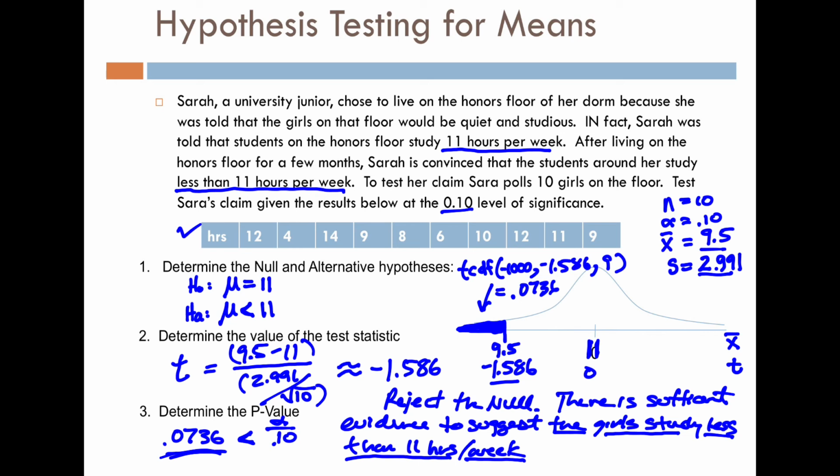And so here, when we're suggesting that the evidence does support this, we want to put that into words. So basically, we're just saying that the girls study less than 11 hours per week.